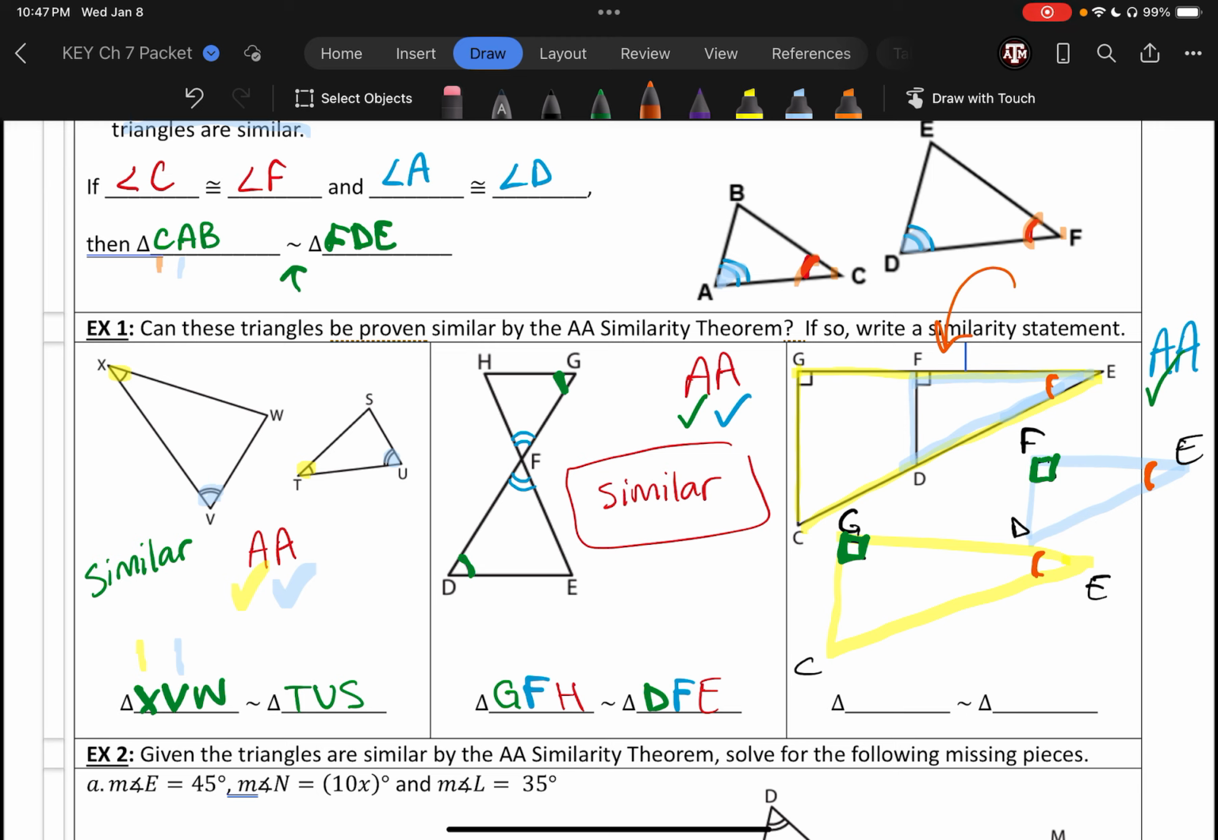So separating out the triangles, we can see that, hey, this angle E right here is going to be congruent to this angle E right here. So that takes care of our second pair of congruent angles. With that being said, we now can say that, yes, these triangles are similar.